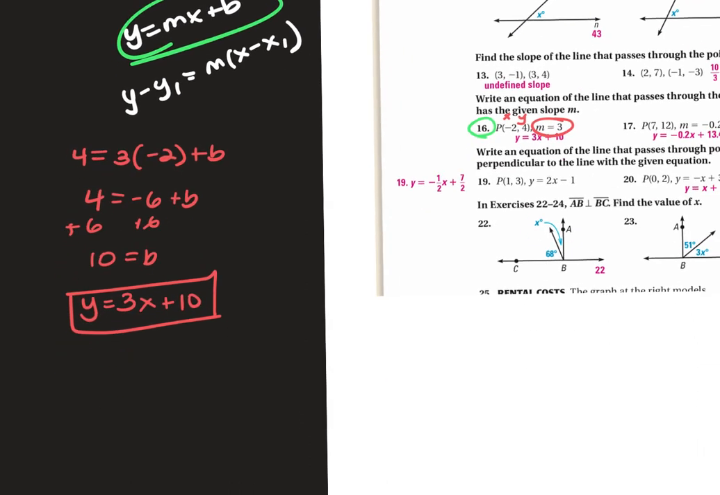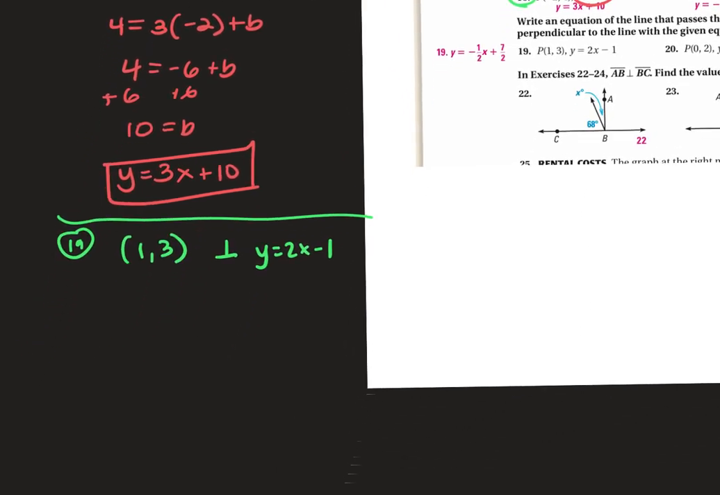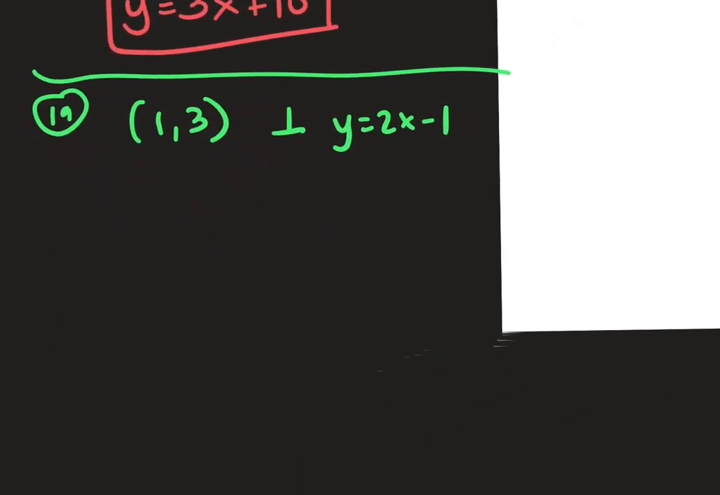For something like 19, because that one's a little bit different, 19 says passes through the point but is perpendicular to y equals 2x minus 1. This time you have to find the slope of a line that would be perpendicular to this one. What's the slope of the original line? 2, right? Because this is already in y equals mx plus b form. If it wasn't, you could solve for it and get it into that form. So what's the slope of a line that's perpendicular to it? -1/2. Switch the sign and flip it.